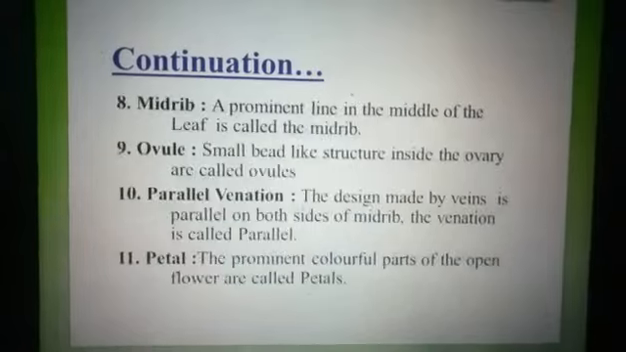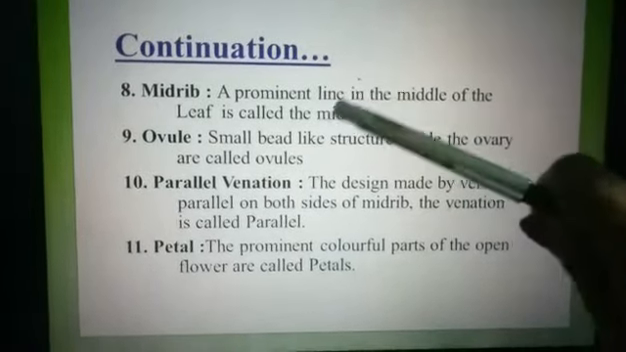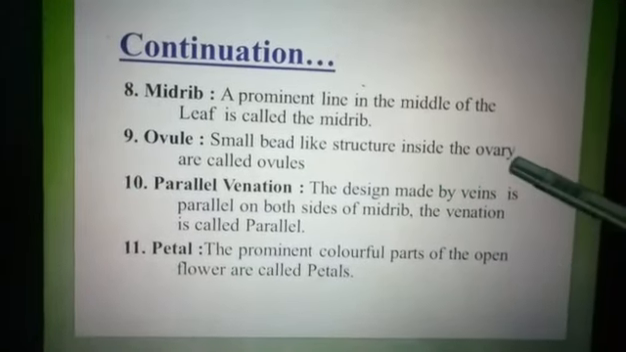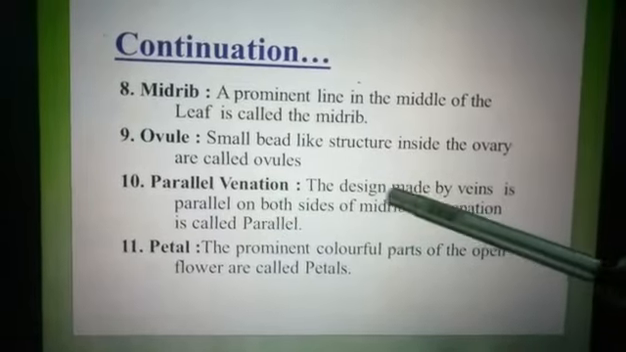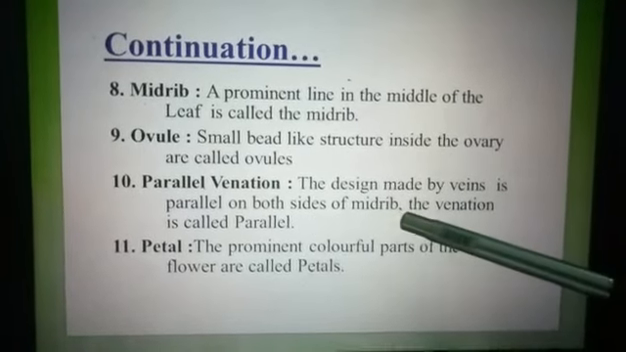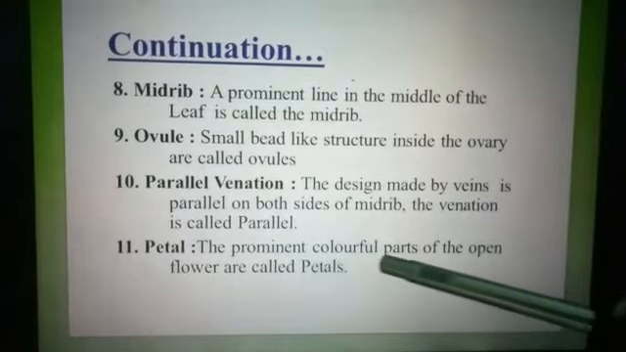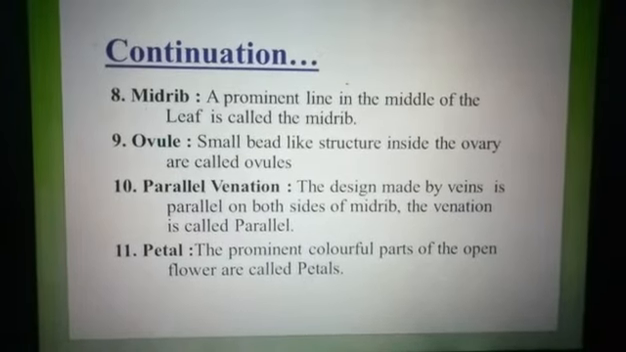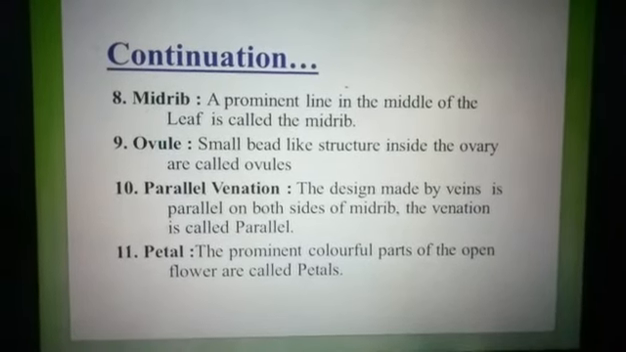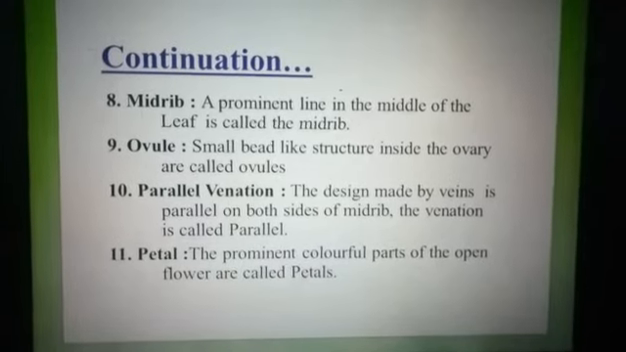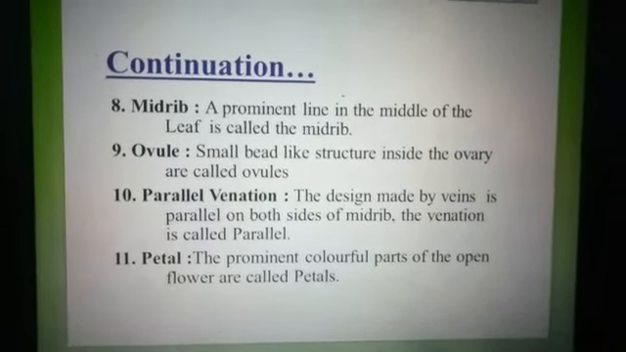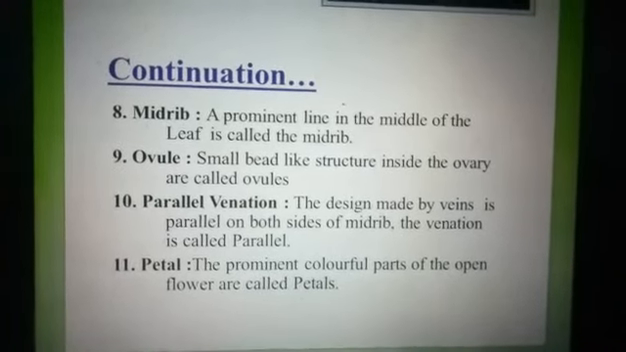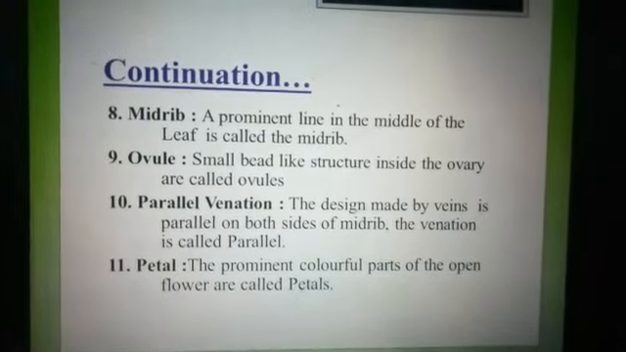Small roots from taproots are called lateral roots. Then now we have midrib, a prominent middle line of leaf is known as midrib. Then about ovule. Ovule is present inside ovary, right? Then parallel venation means the design made by veins is parallel on both the sides of midrib, right? Petals means the prominent colorful part of the open flower, because of which you recognize the color of the flower. Like rose, which color flower do we have? Pink, right? Of various colors, but petal mostly it is pink, right? Then next we have about sunflower. So what color it has? Yellow. Okay.